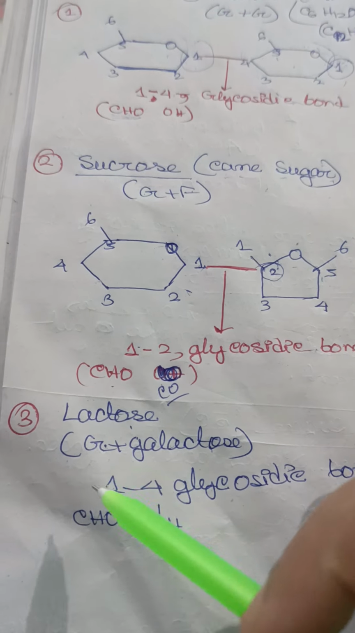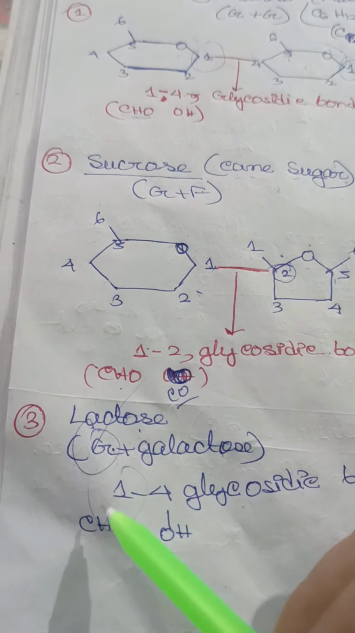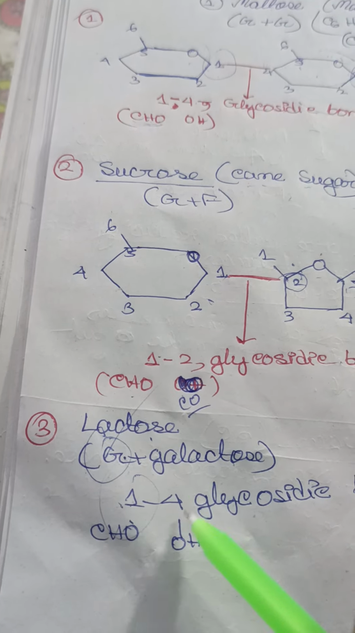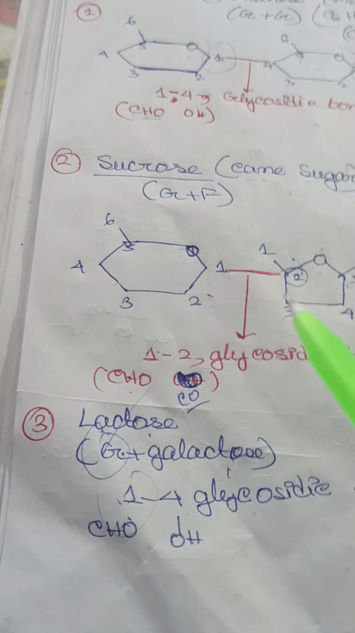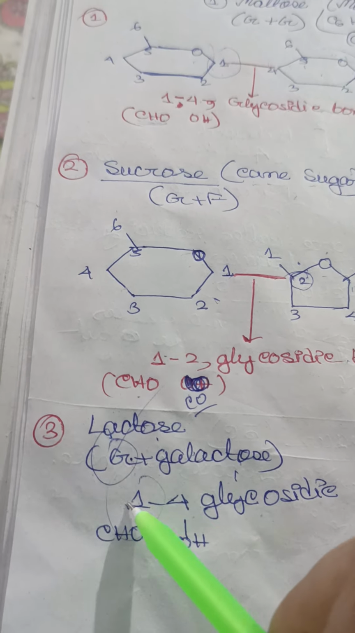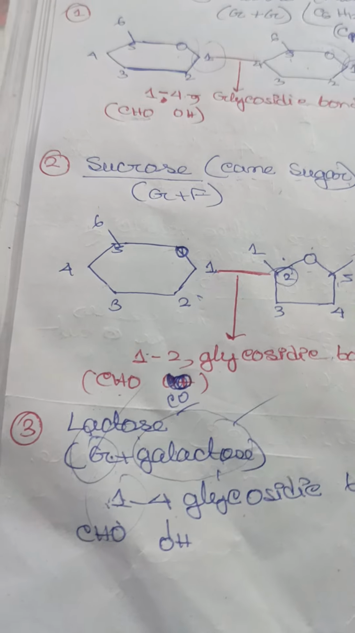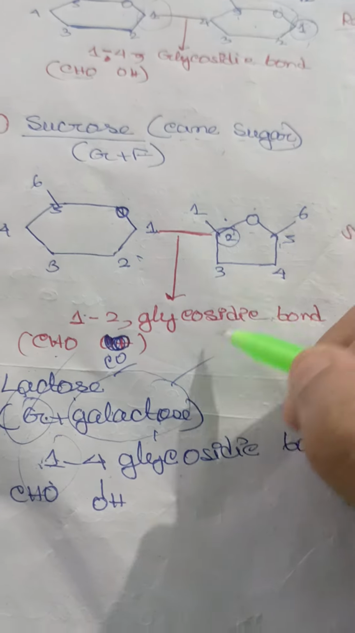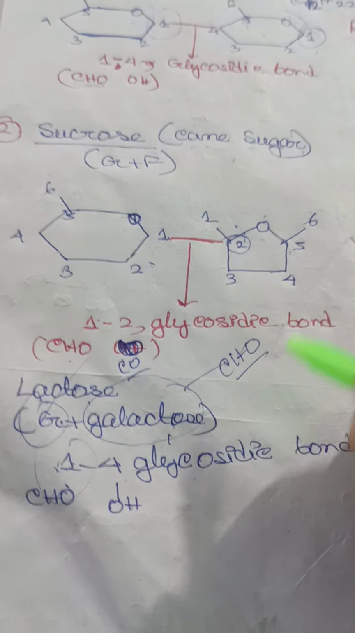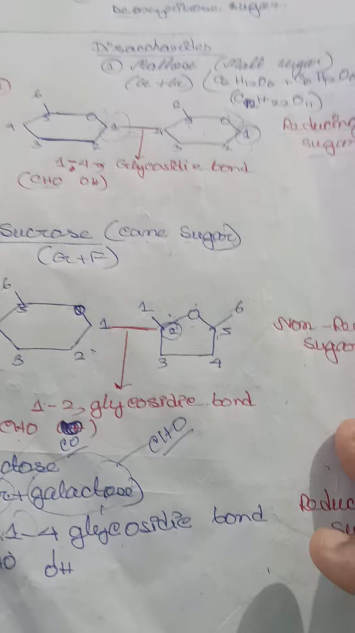So here in carbon number 1 in glucose the aldehyde group is gone because the bond is between 1 and 4. But in galactose one aldehyde group is there because the bond is formed between OH and the CH2OH of this glucose, right? So in galactose the CHO group, the aldehyde group, is present. That's why it will be a reducing sugar. Clear? These are all disaccharides.